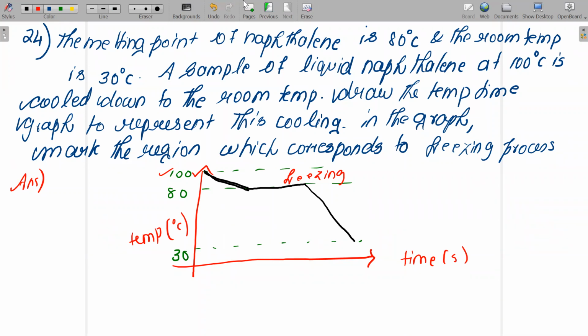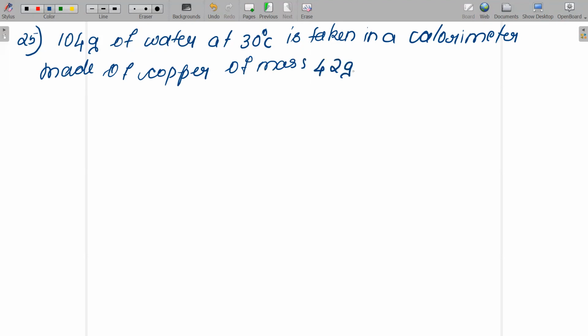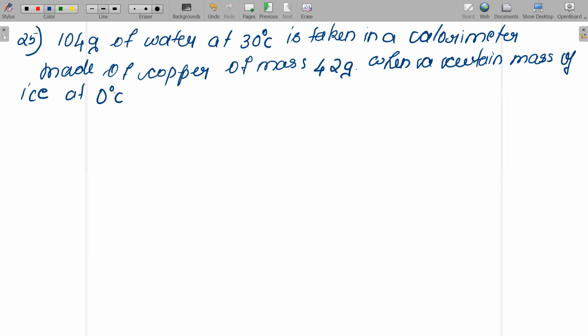Now, one important numerical, children. These are the types of numerical which they are going to ask in your exam. 104 grams of water at 30 degrees Celsius is taken in a calorimeter made of copper of mass 42 grams, when a certain mass of ice at 0 degrees Celsius is added to it.